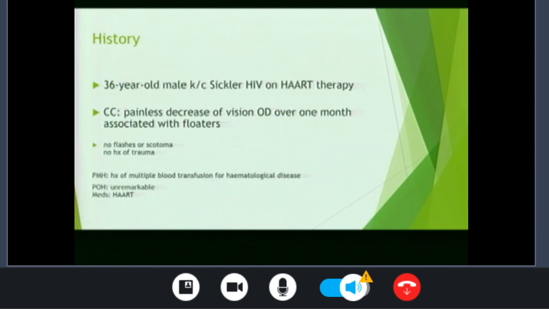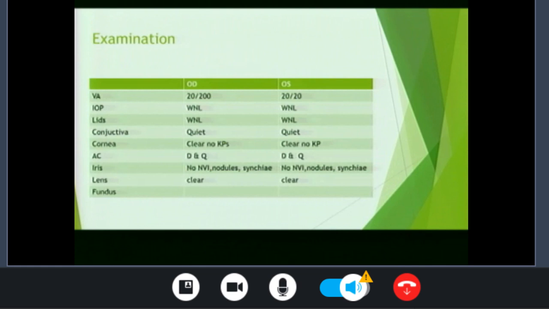He's 36 years old, complaining of decreased vision for 1 month with floaters, and no flashes or history of trauma. Past medical history: he's a known sickler, and he's an HIV patient on HAART therapy. Past ocular history is unremarkable. On examination, the visual acuity is 20/200 in the affected right eye. Otherwise, the anterior segment examination is within normal.